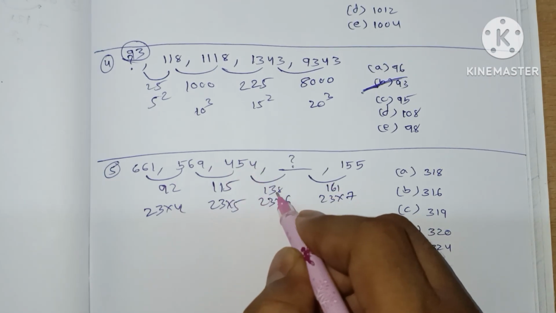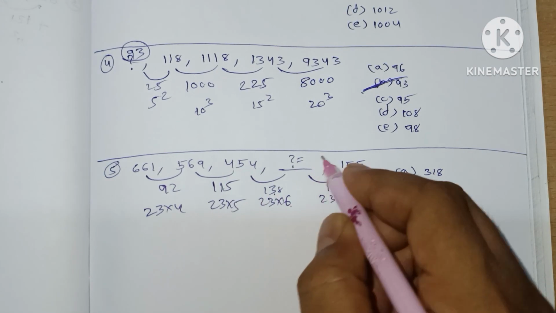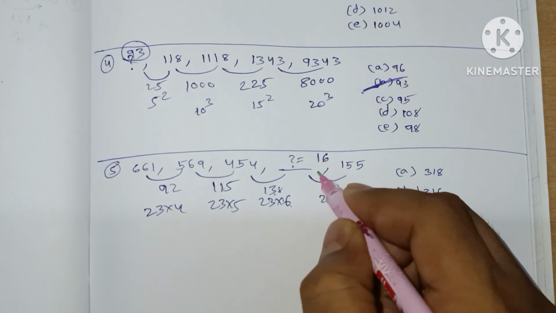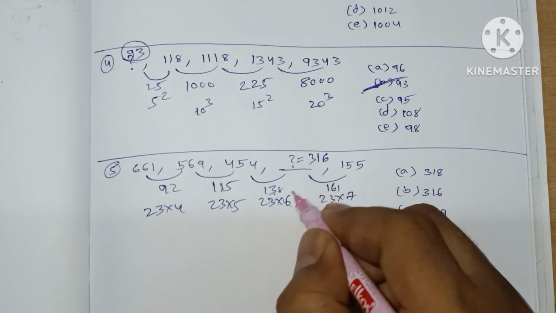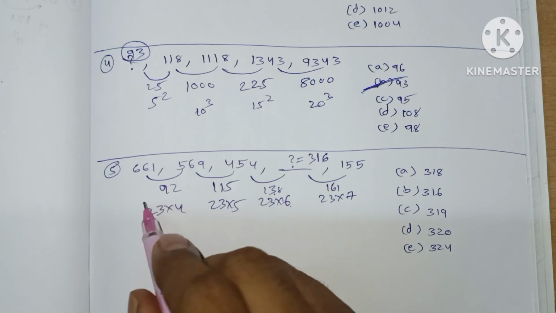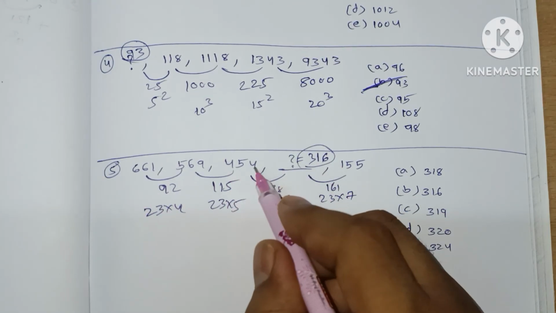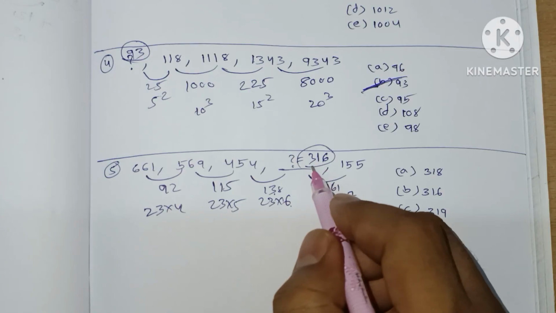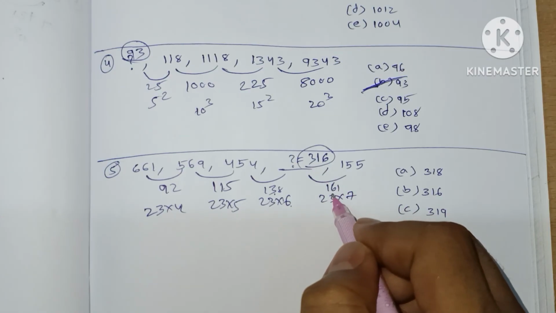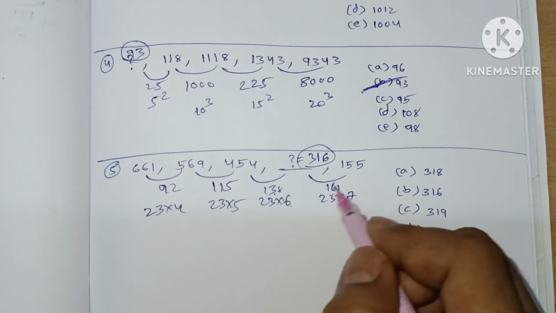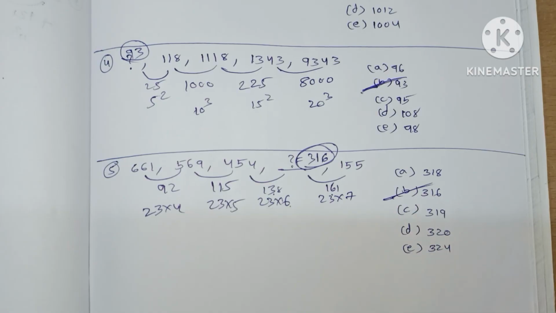So 454 minus 138 will be 316. 316 minus 161 will be 155. So the answer will be 316. Option B is our answer.